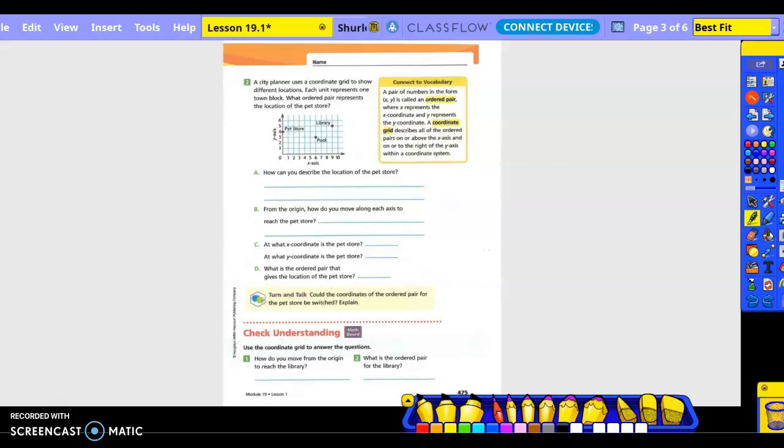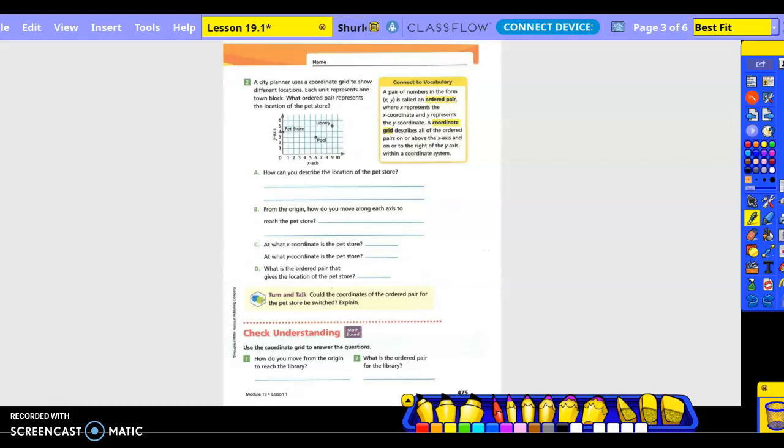Each unit represents one town block. What ordered pair represents the location of the pet store? So connect to vocabulary. A pair of numbers in the form XY is called an ordered pair. So we just wrote that on the other side with our parentheses, right? Where X represents the X coordinate and Y represents the Y coordinate. The coordinate grid describes all of the ordered pairs on or above the X axis and on or to the right of the Y axis within a coordinate system.